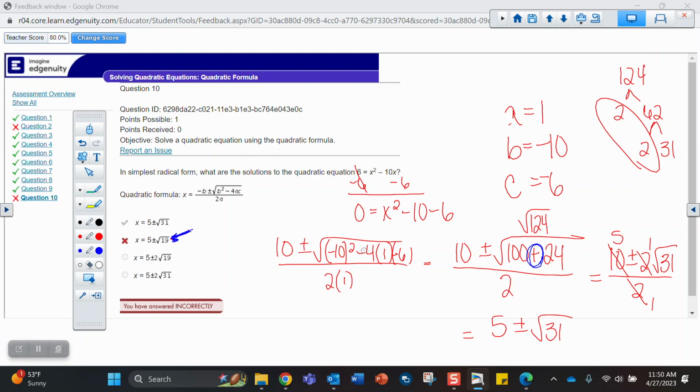So just pay attention to signs here when you're subtracting, but the number that you're subtracting is negative. Remember that that means you're actually adding.